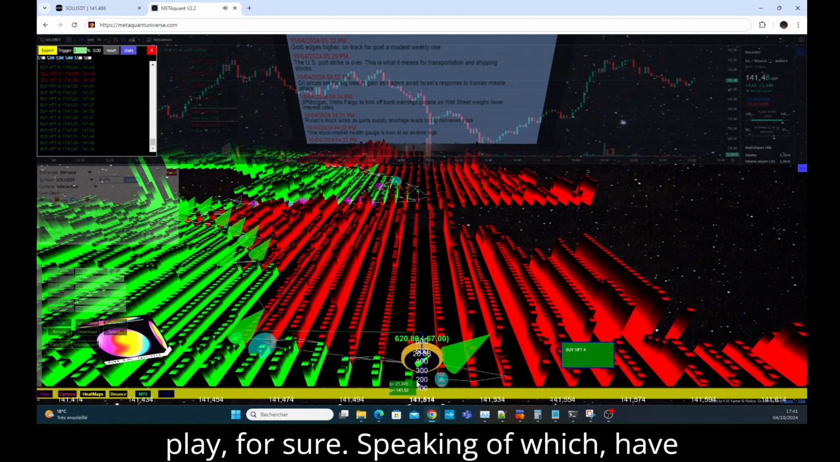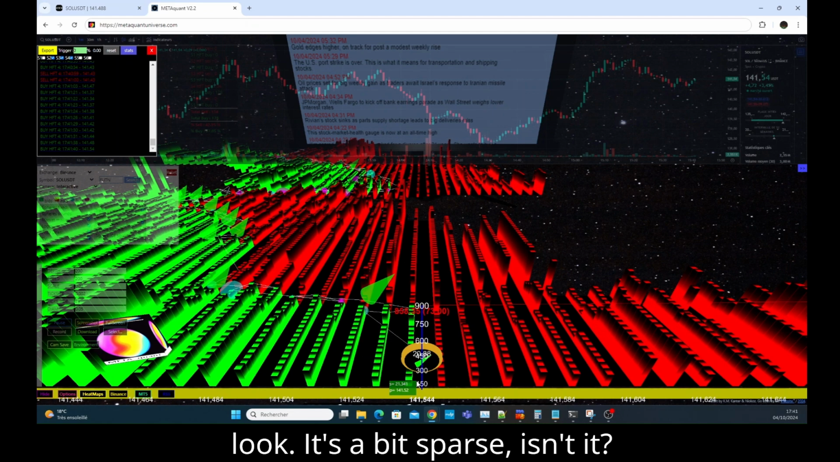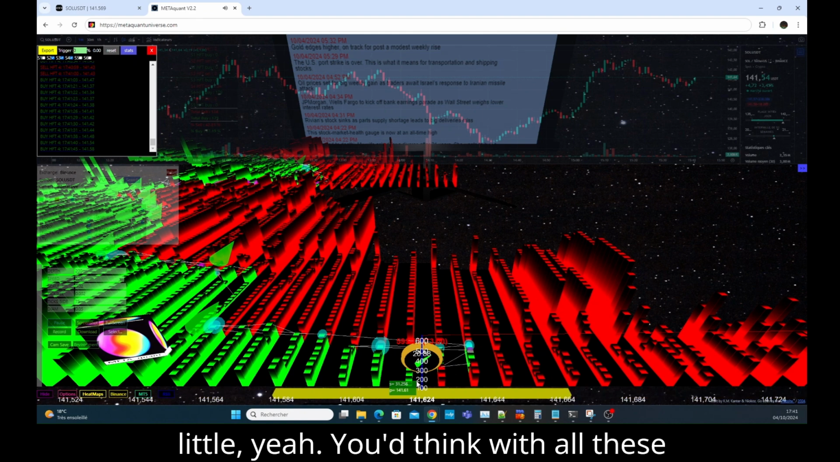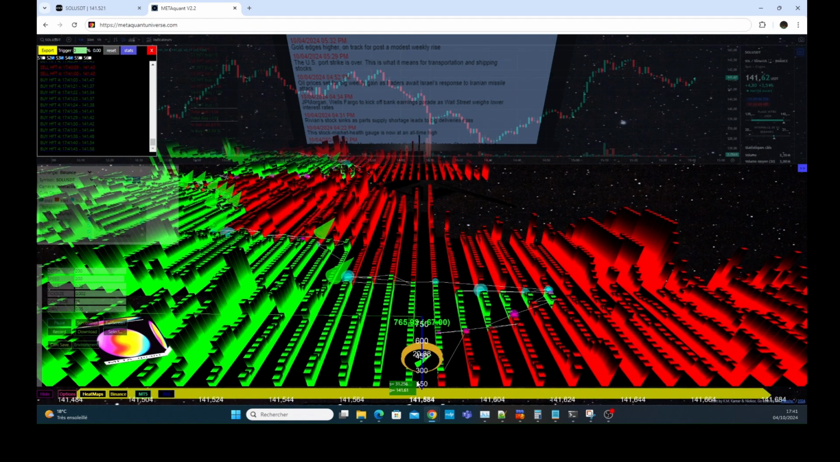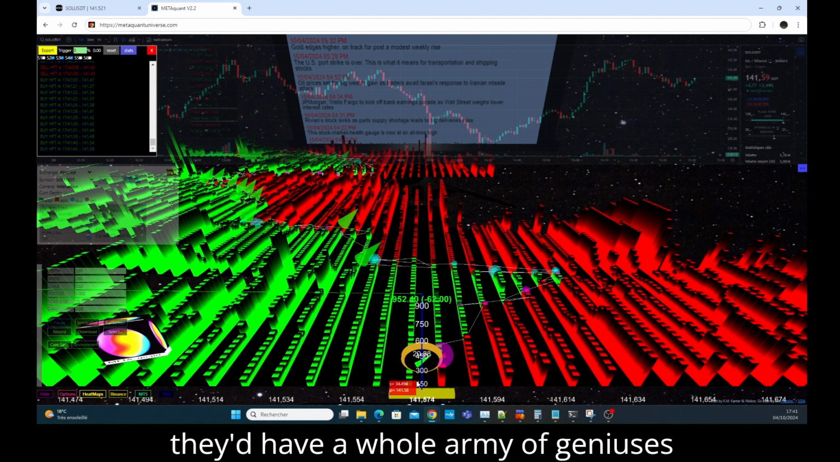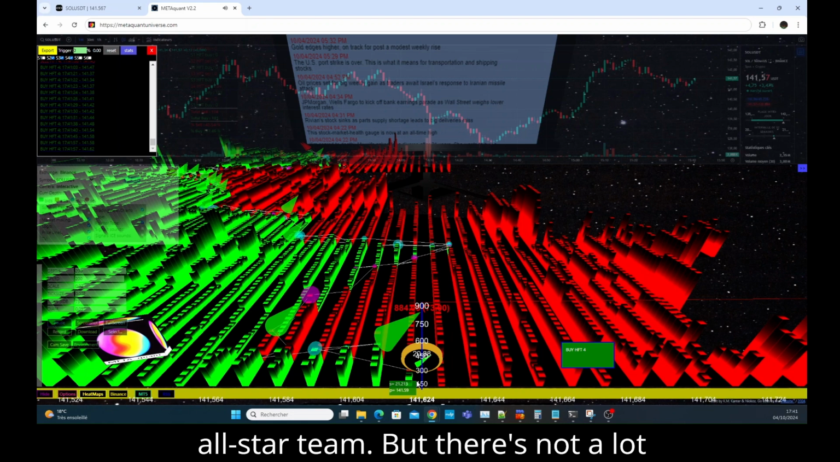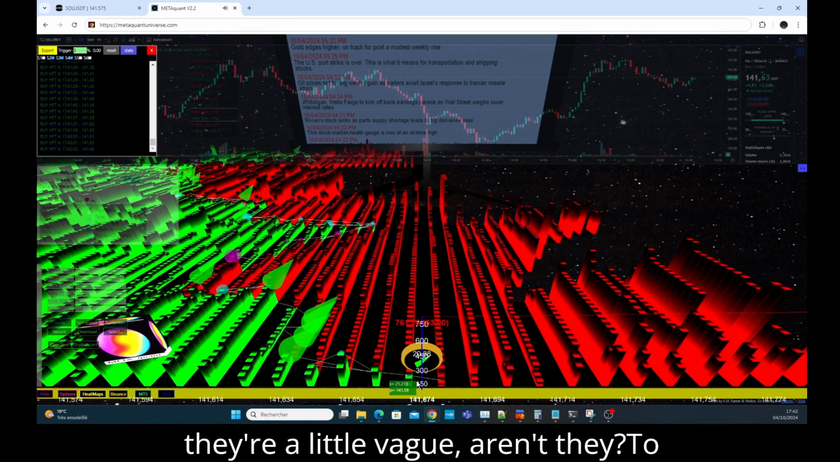Speaking of which, have you seen their team page? Yeah, I took a look. It's a bit sparse, isn't it? Especially for a project of this scale. A little, yeah. You'd think with all these bold claims and revolutionary tech, they'd have a whole army of geniuses working behind the scenes. Right, an all-star team. But there's not a lot there. No, not really. And the bios, they're a little vague, aren't they?